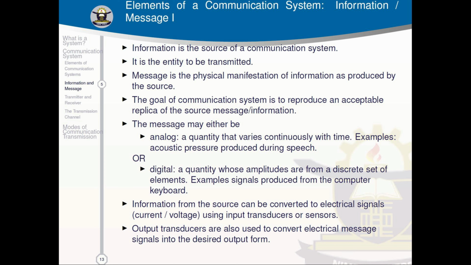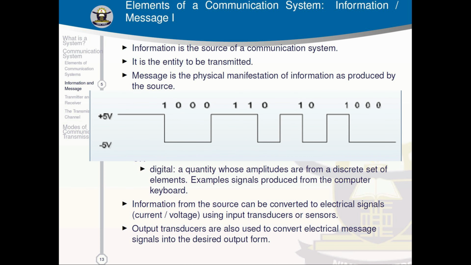We have sources of information that are inherently digital. Digital means that their amplitudes are from a discrete set of elements. Not only are they defined for certain discrete points in time, their amplitudes are also defined for certain discrete values. It has to conform to a certain preset voltage values. An example of digital signals that are actually message sources, or sources of information that can be transmitted, include the signal from a computer keyboard.